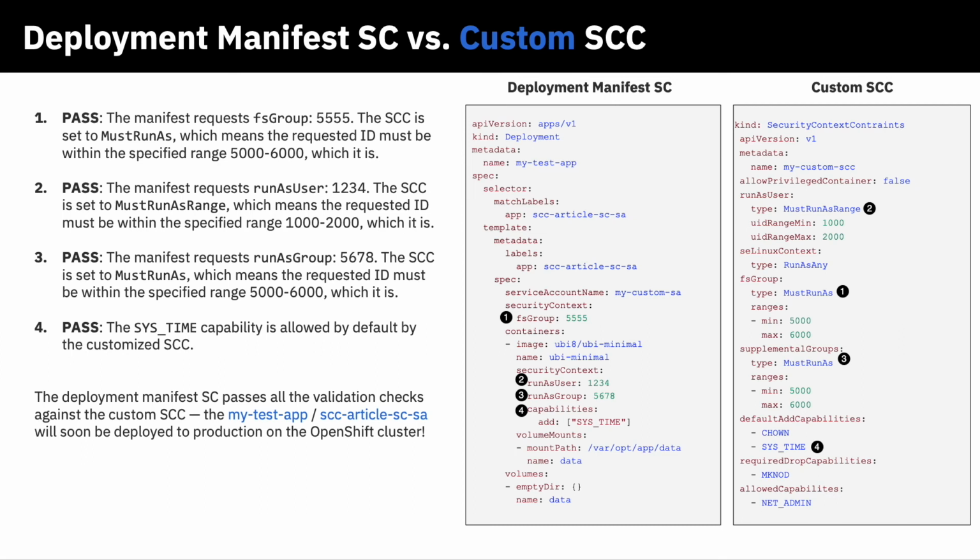The final item, sys_time capability, is allowed by default in the customized SCC, so the fourth item also passes. The deployment manifest SC passes all the validation checks against the custom SCC. The MyTest app and SCC article SCSA will soon be deployed to production on the OpenShift cluster.